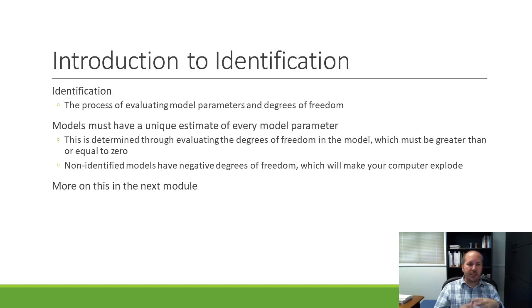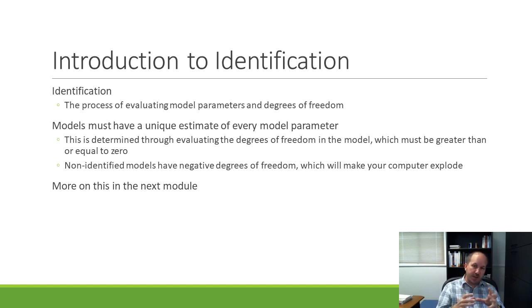So identification is all about the process of evaluating the model parameters and degrees of freedom. Models must have a unique estimate of every model parameter. There are problems in your model when a parameter has multiple possible estimates. So the way that you determine this is evaluating the degrees of freedom in the model, and that's done by looking at how many observations you have.